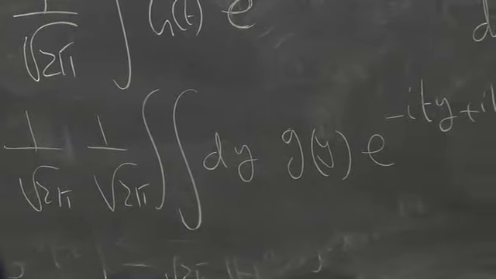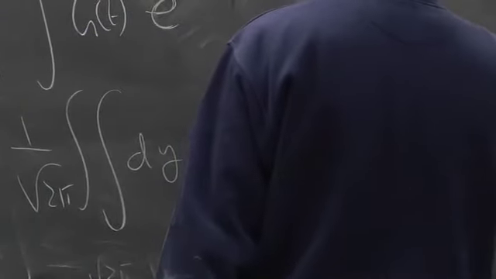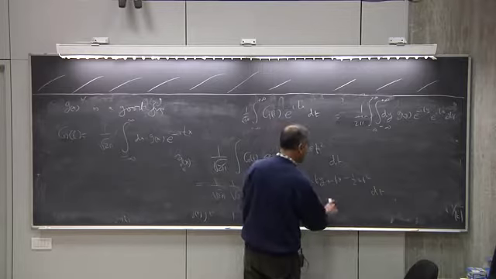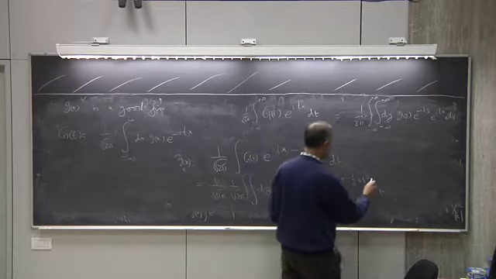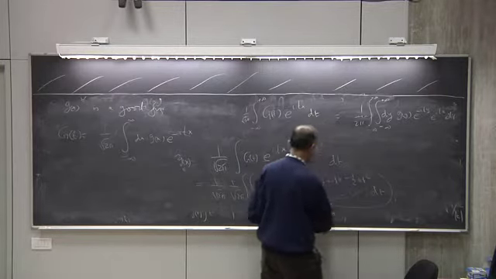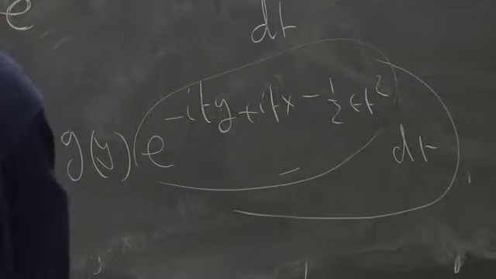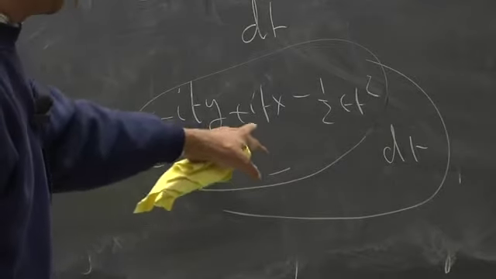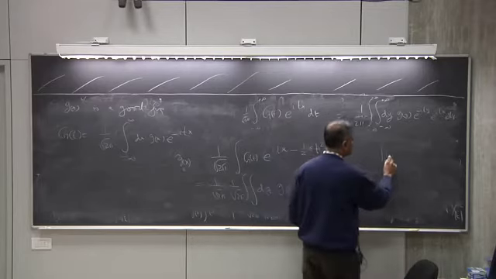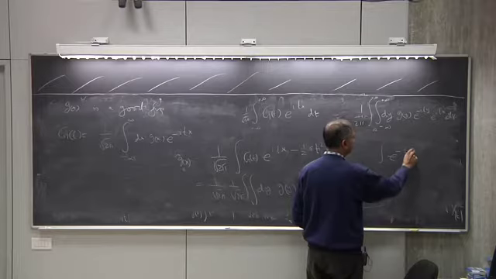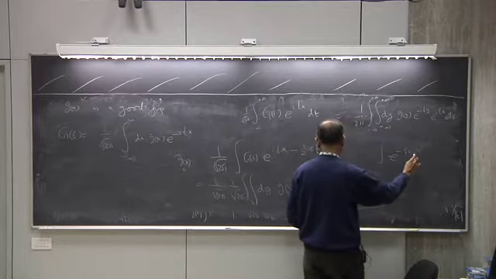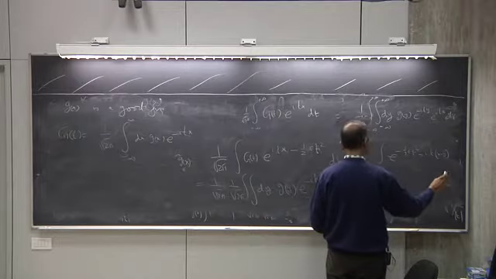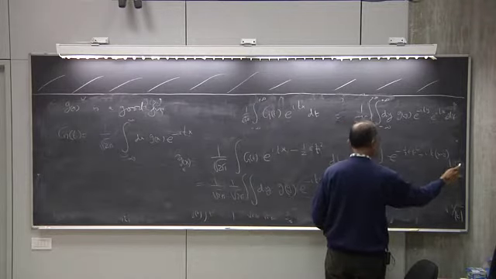Now the point here is that this thing is just a Gaussian. You know how to integrate this. First, do the t integral. There is a dt integral and a dy integral. First, do the t integral. So what is this exponential? This is simply the integral of e to the minus 1/2 epsilon t square plus i t (x minus y) dt.